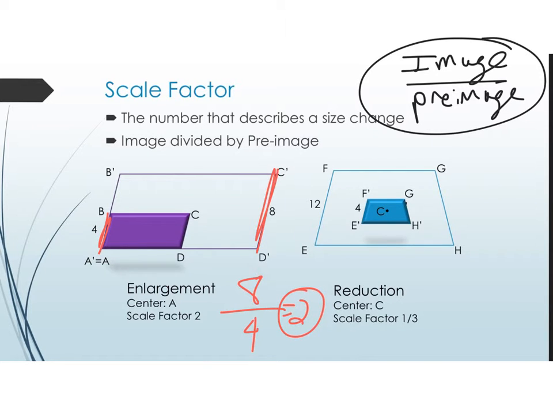The other one over here gets smaller because we see E, F, G, H is bigger than E prime, F prime, G prime, H prime. It got smaller, and the center is at C, so it shrinks down to C. Again, to get the scale factor, I start out with the image, which in this case was 4, and the pre-image was 12. We reduce the fraction, which becomes 1 over 3. So my scale factor is 1/3.